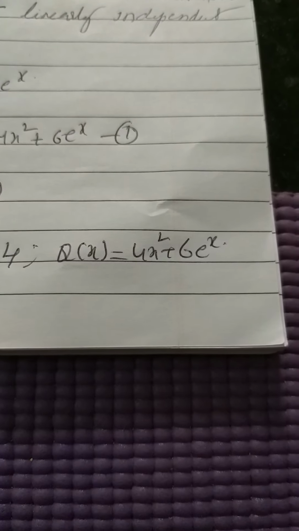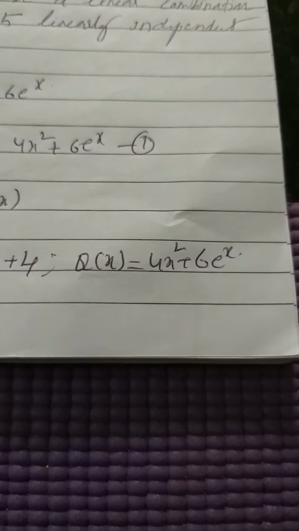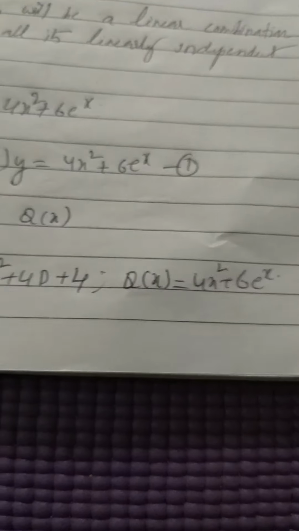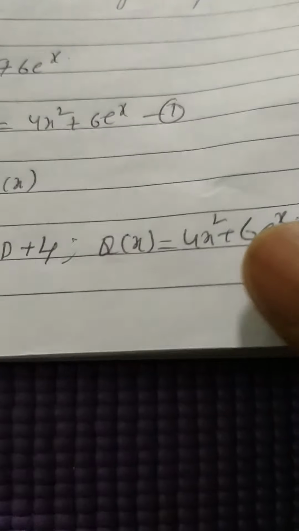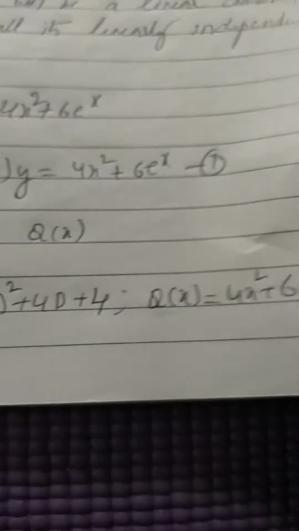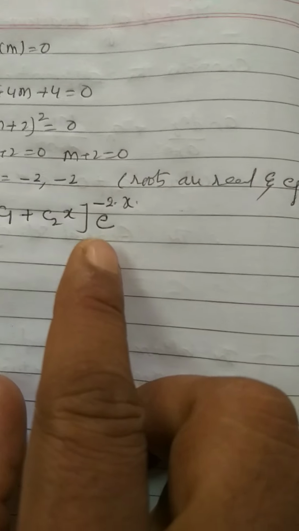Now Q of x contains how many terms? There are two terms. One is the x square term, another one is the e power x term. One is a polynomial function, another one is an exponential function, that is e power x. Now in the complementary function, what is that function? E power minus 2x is there.